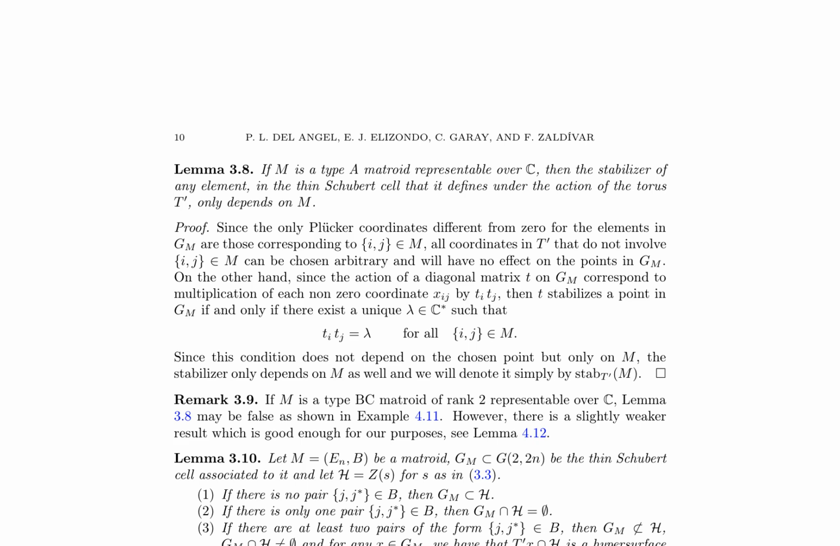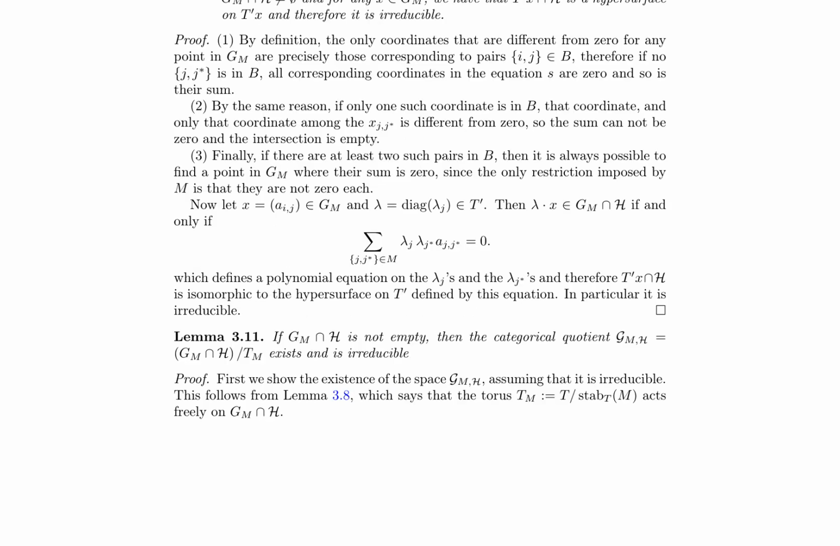The lemma presents three distinct cases based on the number of pairs (I, J) in the matroid B. In the first case, where no such pairs exist, G_M is entirely contained within H. In the second case, with only one pair, the intersection of G_M and H is empty. Lastly, in the third case, where there are at least two pairs, G_M intersects H in an irreducible hypersurface.